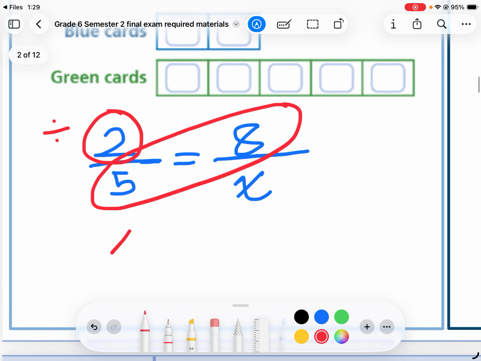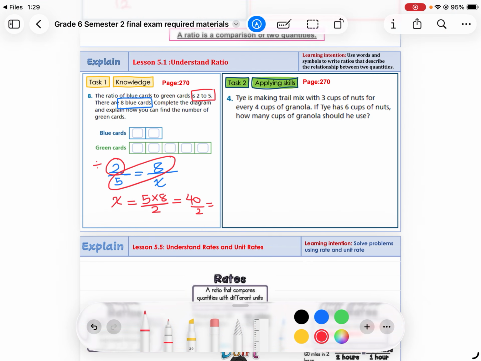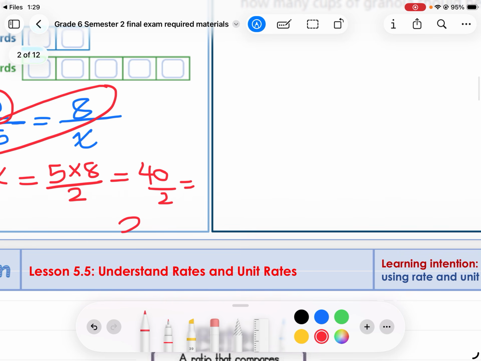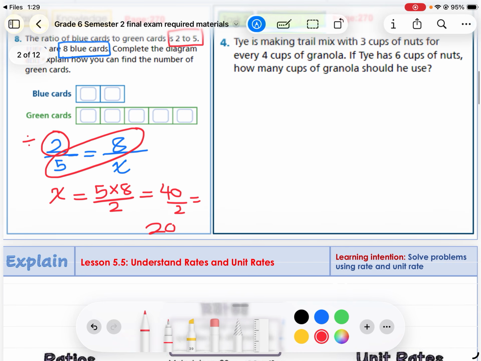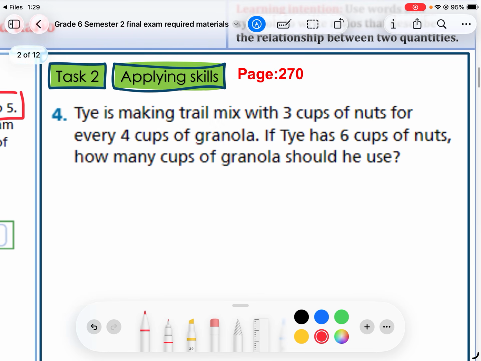So X will be equal to 5 times 8 divided by 2. So 5 times 8, that's 40, divided by 2, that will be 20. The final answer will be 20 green cards. Yeah, that's it, okay?